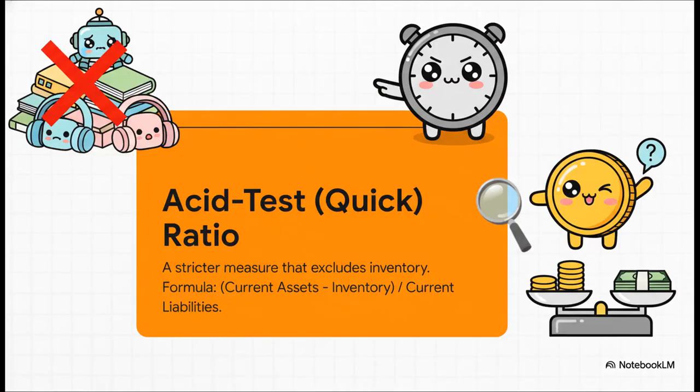Okay, next up is the acid test ratio. You might also hear it called the quick ratio, and this one is a much tougher, stricter test. It gets its name because it's asking a really tough question. What if you couldn't sell any of your inventory? Like, what if it was all suddenly worthless?